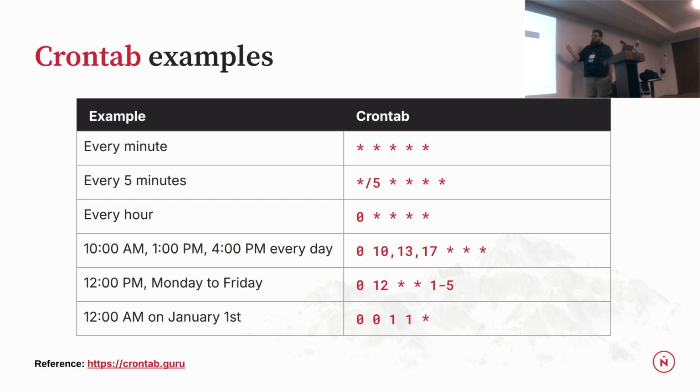And then some examples. If we want every minute, all stars. Stars just say everything. We can do every 5 minutes with a /5. We can do every hour, so that's on the minute of every hour, minute 0. Very particular times, so at 10 a.m., 1 p.m., 4 p.m. every day. Maybe at 12, Monday to Friday. Oh yeah, my example, specifically on January 1st.